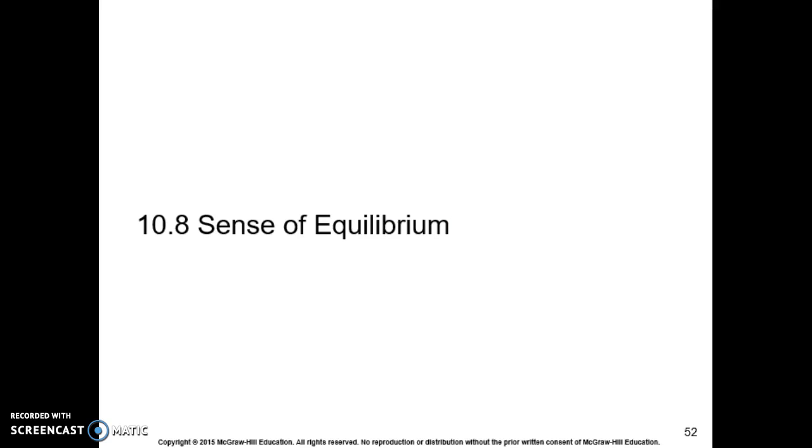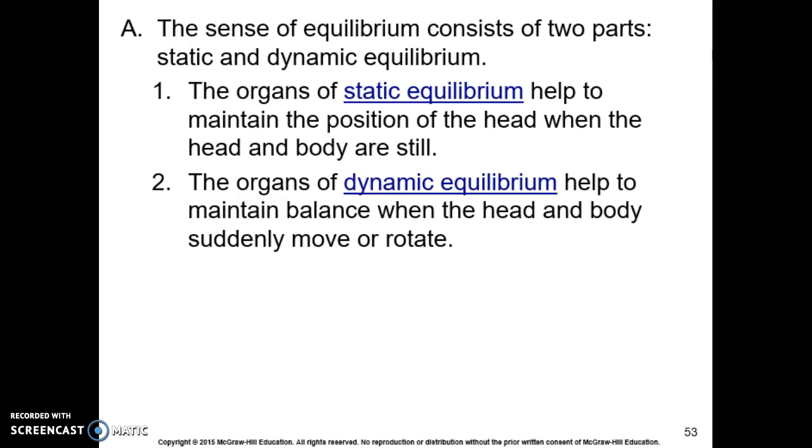All right, equilibrium also comes from your ear. There are really two types of equilibrium. Static equilibrium means: do you know where you are when you're relatively still? And then dynamic is when we start to move and rotate. Can we sense that rotation and that our body is actually moving? So static refers to being still, and dynamic refers to movement.